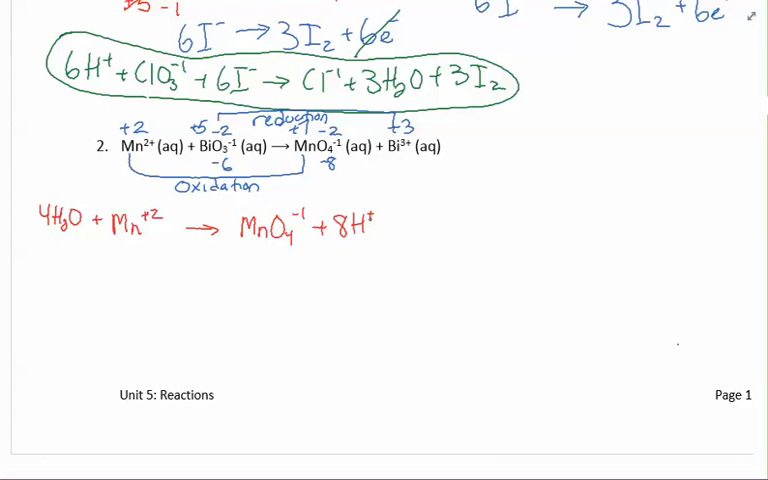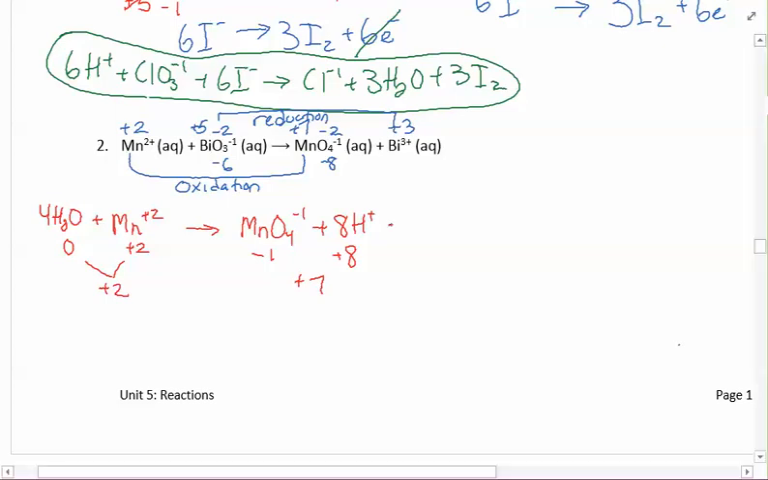We're going to take a look at my charge now. Water has a charge of 0. Manganese is plus 2, so this whole side is plus 2. Manganese is minus 1. Hydrogens, here I have 8 of them, so we have a positive 8 charge. Minus 1 plus 8 is going to be plus 7. In order to have the same charge on both sides, I'm going to add 5 electrons to the product side here. So those 5 electrons give me the same charge on both sides. Okay, that's half, so we're halfway done.